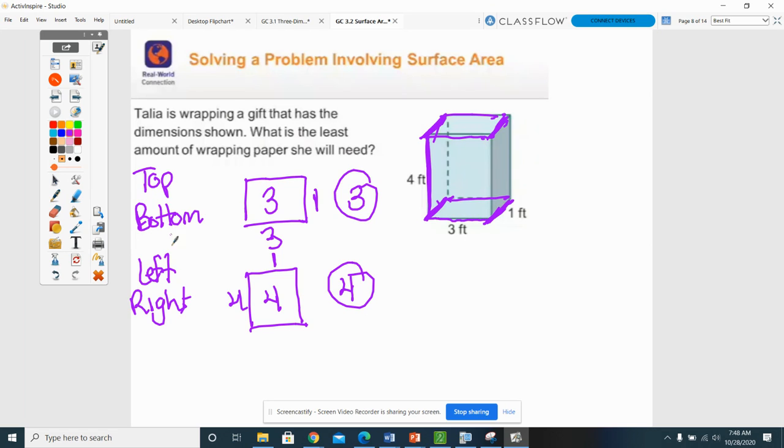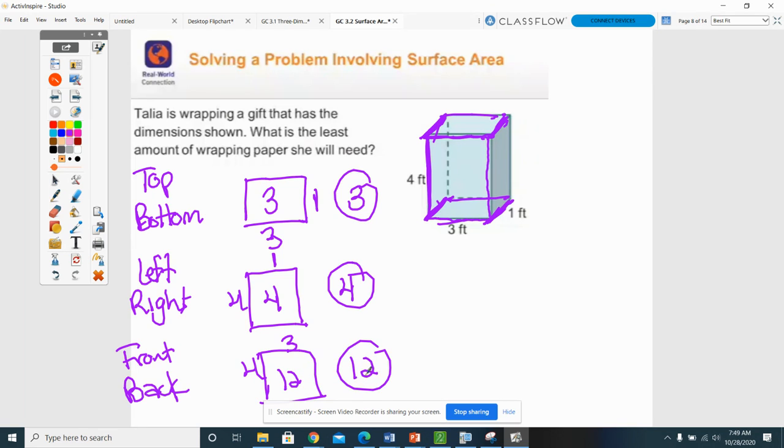I did the top, the bottom, the left, the right. I just need to do the front and the back. That's a bigger rectangle again. Definitely is 4 tall if I trace it. And the bottom will be 3. 4 times 3 is 12. That's the base times the height, but there's also another one for another 12.